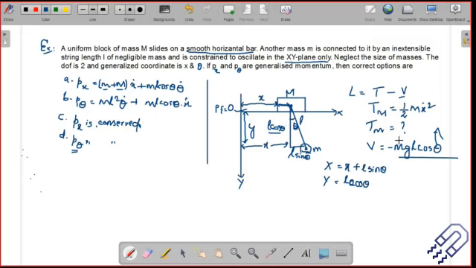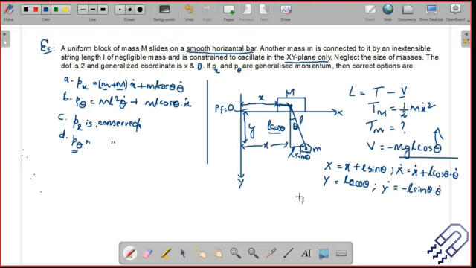But we need velocity, so we take the time derivative. x dot is equal to X dot plus L cos theta times theta dot, since d/dt of sine theta is cos theta theta dot. Then for y, we take y dot, the velocity, because we want the kinetic energy. d/dt of cos theta is minus sine theta, so y dot is minus L sine theta times theta dot.